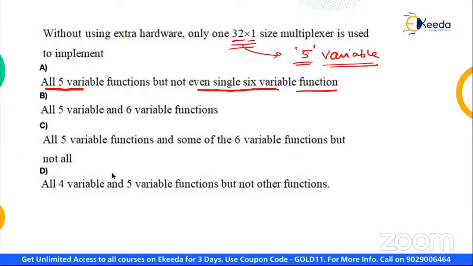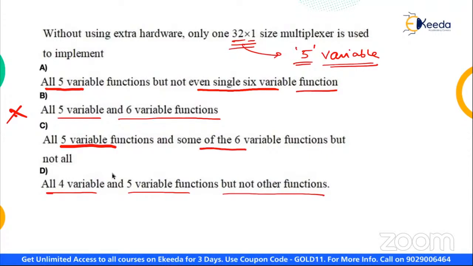Tell me which option is correct out of these. It says all 5 variable and 6 variable functions. So this is wrong, we cannot do so. Option D says all 4 variable functions and 5 variable functions, but not other functions. And option C says all 5 variable functions and some of the 6 variable functions, but not all. So I think C makes sense: all 5 variable functions, and out of 6 variable functions there are a few that can be implemented using only one 32:1 multiplexer.